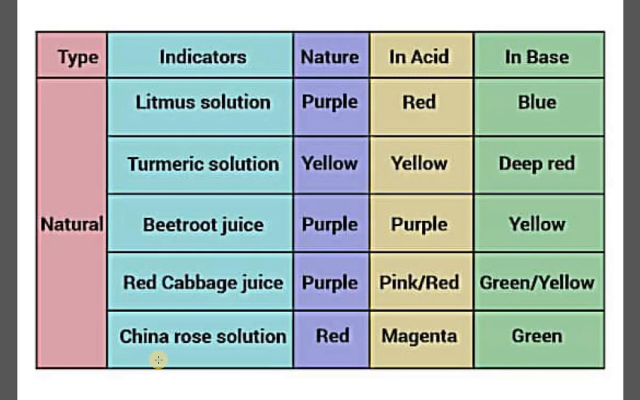The next natural indicator is the China rose solution. China rose flowers you all must have heard about. So we can prepare the China rose solution with the help of the petals of the China rose flower. It is originally red in color, and when it is added to an acidic solution, it turns magenta, and when added to a basic medium, it turns into green color.